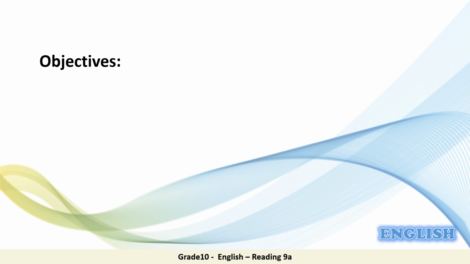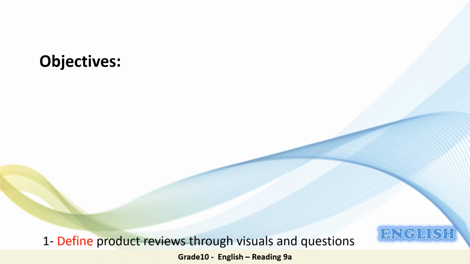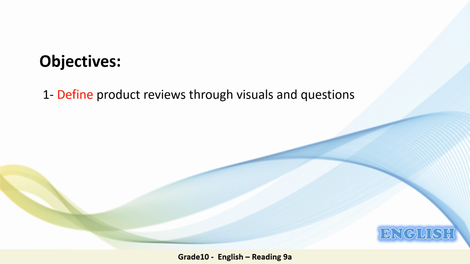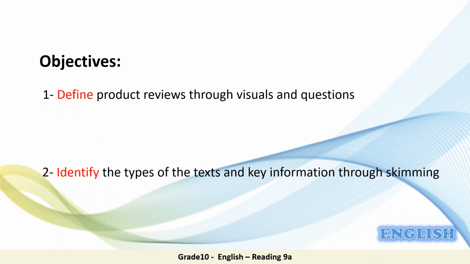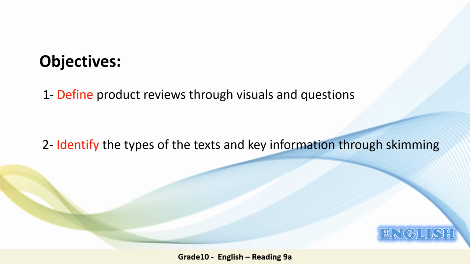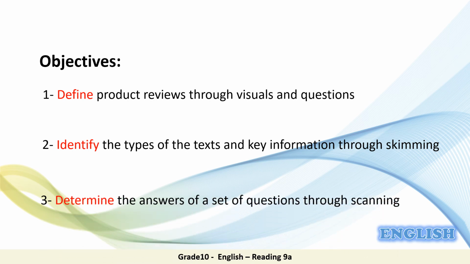In this lesson, we will focus on three main objectives. Define product reviews through visuals and questions. Identify the types of the texts and key information through skimming. And determine the answers of a set of questions through scanning.